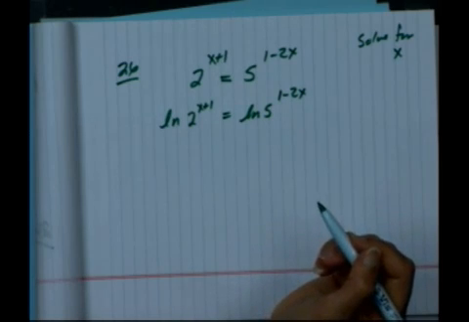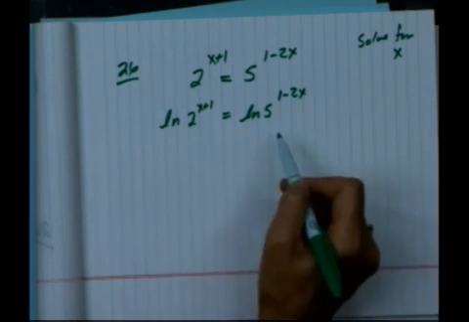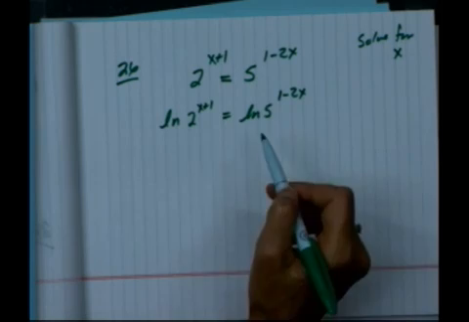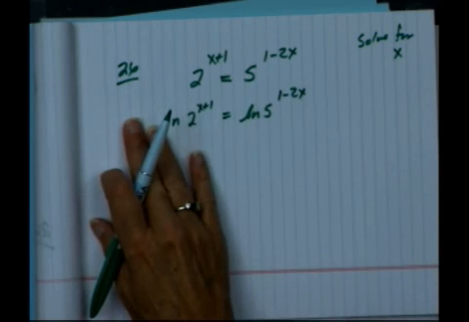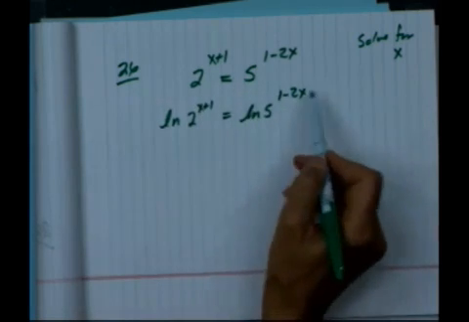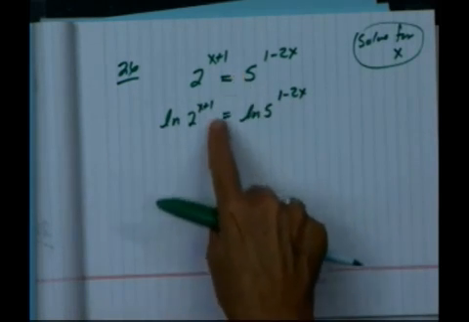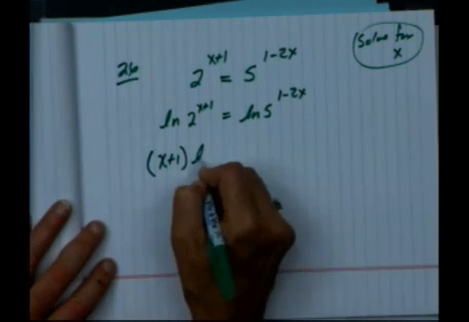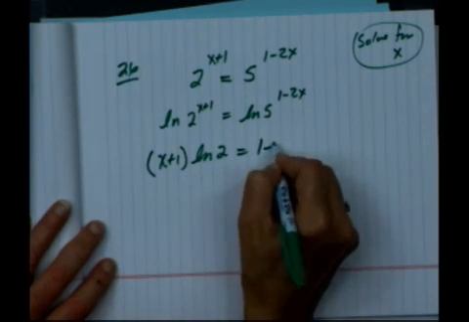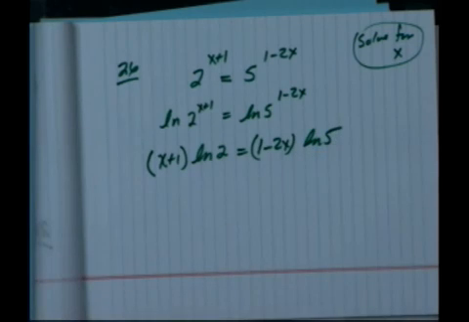What's your next step? Same thing that you did when you were solving the simple one, right? Bring your exponent down front, because your job is to solve for x. You're trying to get it out of the exponent. That's why you're going from exponential to log. Be careful with your parentheses. Okay? Now what do you think you do?